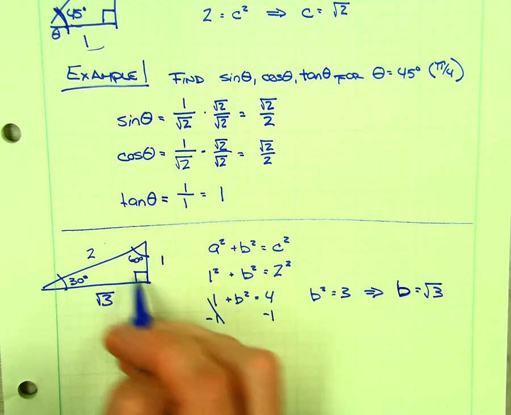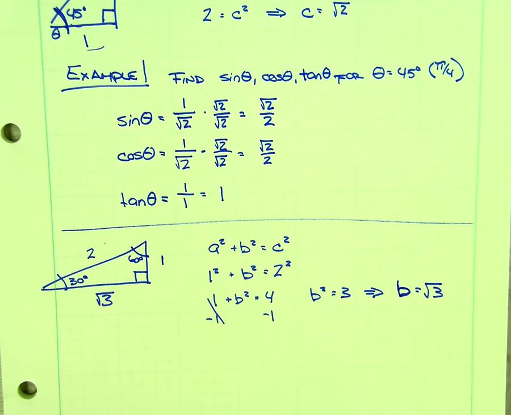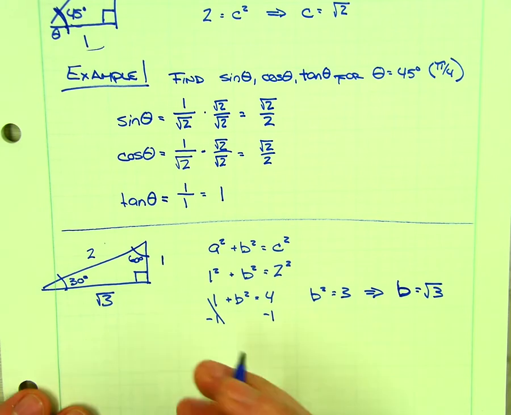1, 2, square root of 3. This is a very, very common triangle. It's used all the time in a lot of different settings. But now that I've got the triangle figured out, I can start finding out what the sine, the cosine, and the tangent of 30 degrees is.